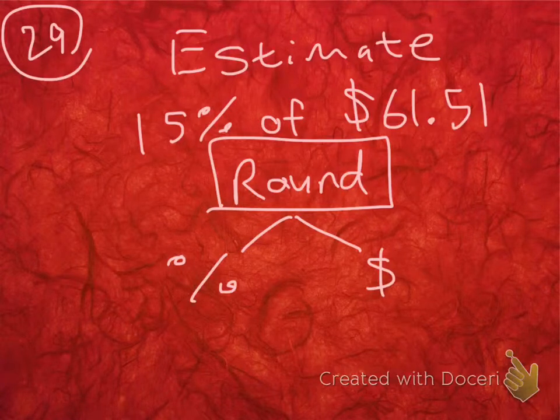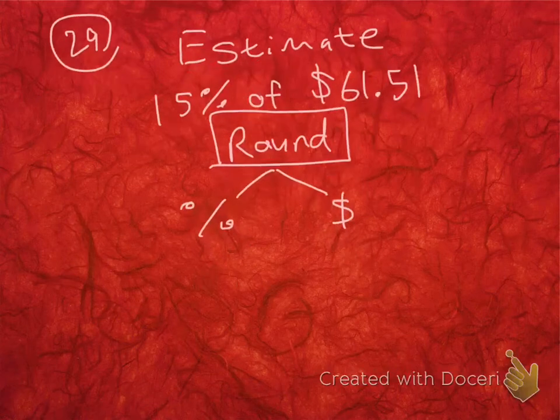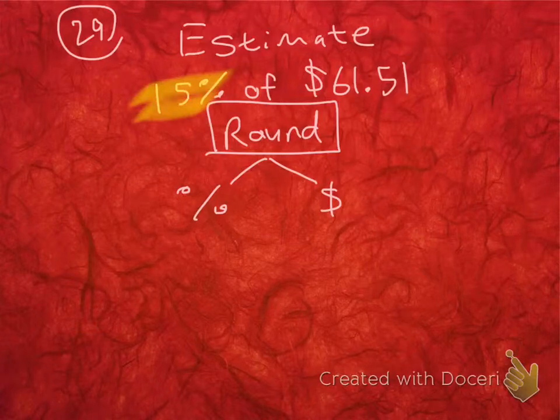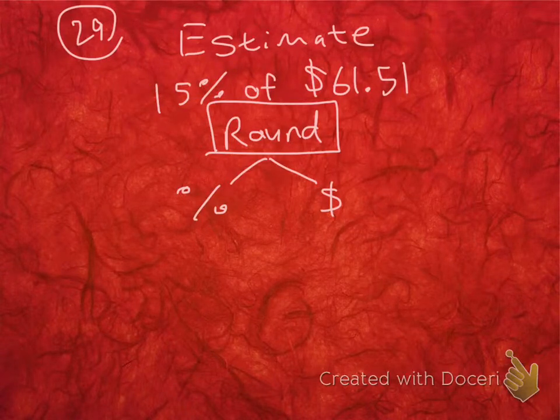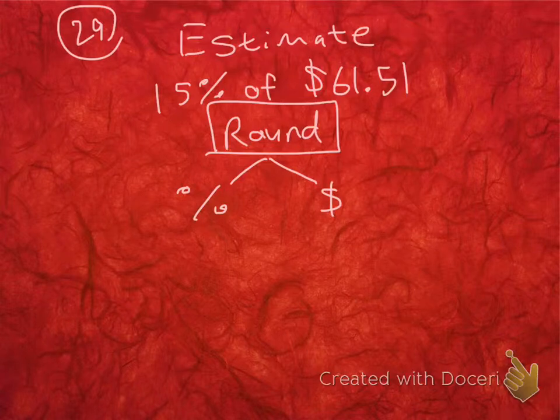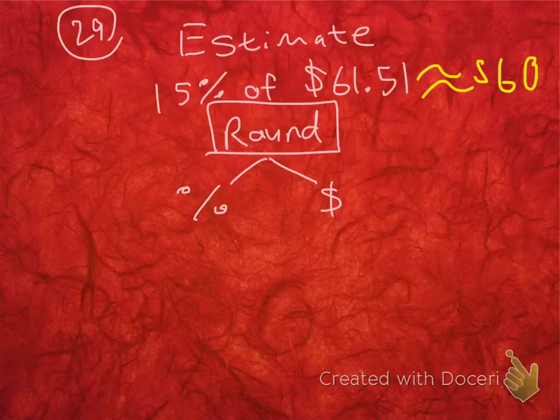In this case, I'm going to round the actual dollars because my percent, 15, is already a nice round number. When I say round, I mean any multiple of 5 usually works: 10%, 5%, 20%, 35%. Those are numbers that are pretty simple to work with, as I'll show you in a second. But right now, 61.51 is not very friendly to use. So I'm going to round this and say that 61.51 is approximately 60. I just rounded to the nearest $10.